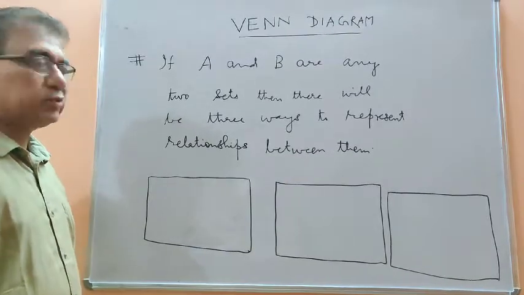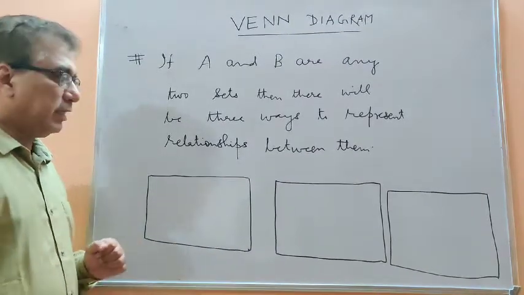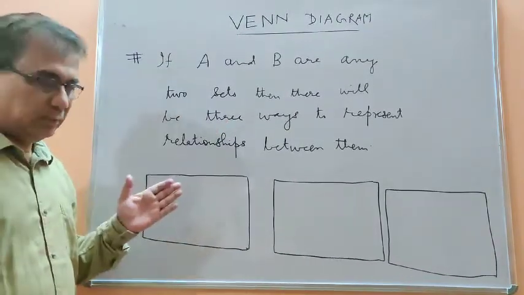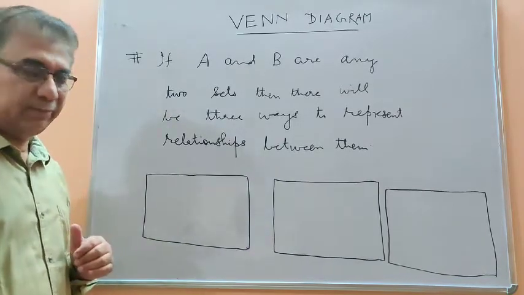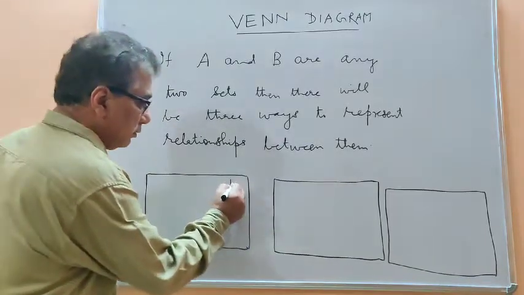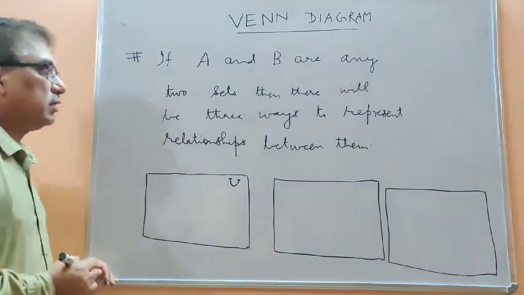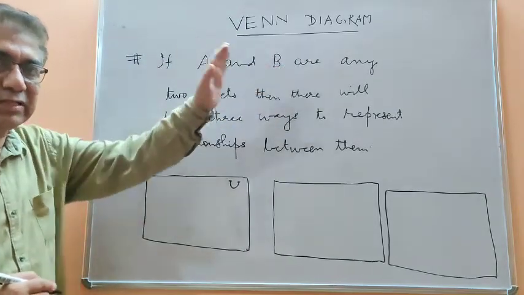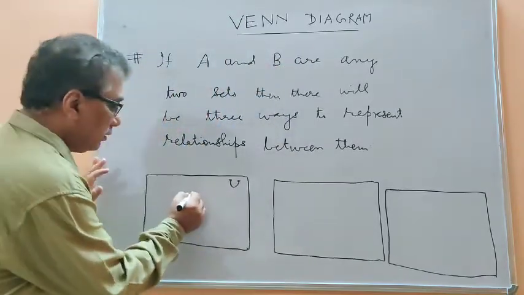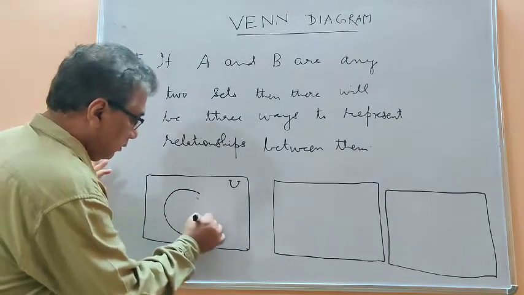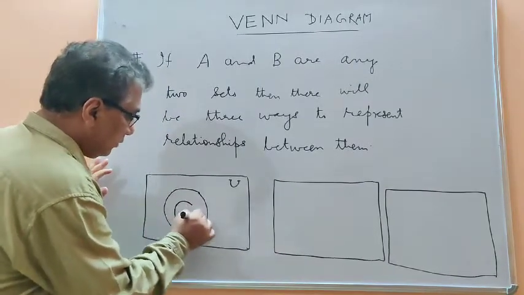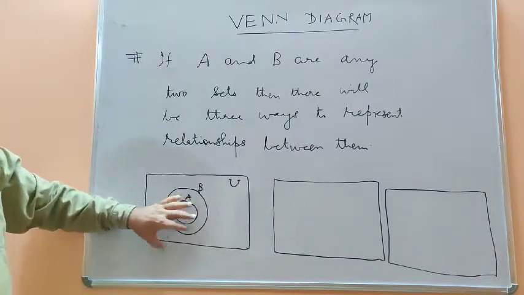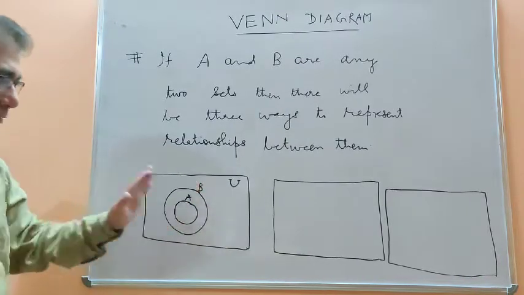Now suppose two sets are given, A and B, then by Venn diagram we can represent their relationship in one of these three ways. So what are the ways? Suppose everything of A is inside B, that means A is a subset of B, then this will be represented in this way, A inside B. So when all the parts of set A belong to B, this is one of the representations.